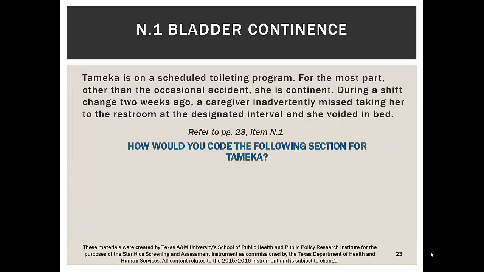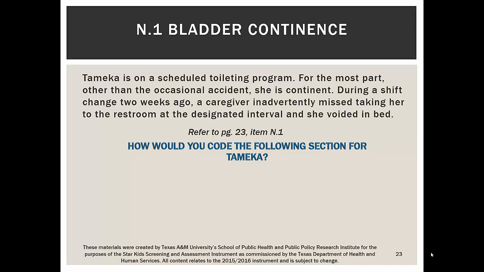Let's look at section N1, bladder continence. This section assesses control of urinary bladder function by looking at how often an individual experiences episodes of being wet. However, this does not refer to the individual's ability to toilet themselves. For example, an individual can be continent as a result of recognizing the need to void and receiving help from others. An individual could also be continent with scheduled toileting plans, continence training programs, or with appliances.